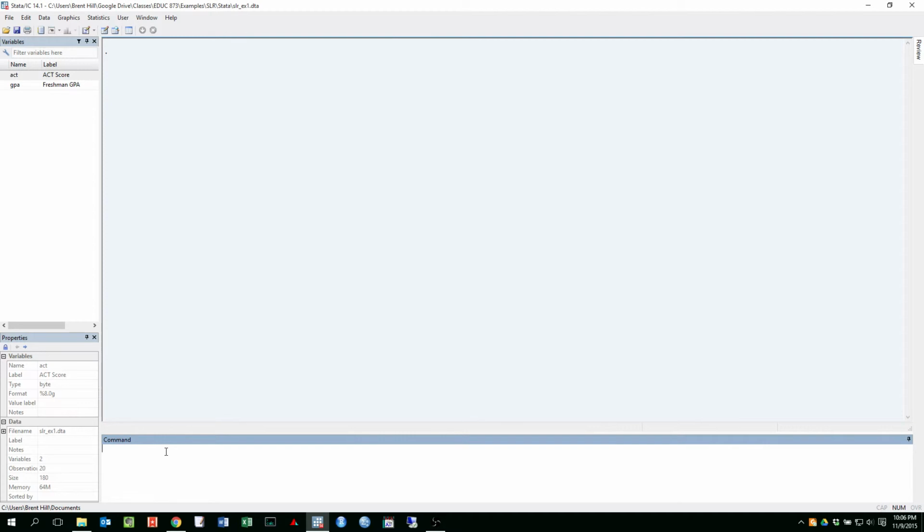So what I'm going to do is use example 1 data. That was the ACT predicting freshman GPA. So again, that's the data set you can find on Blackboard under computer example 1 for simple linear regression. So I will quickly just run the regression. Regress. We're going to predict GPA from ACT scores.